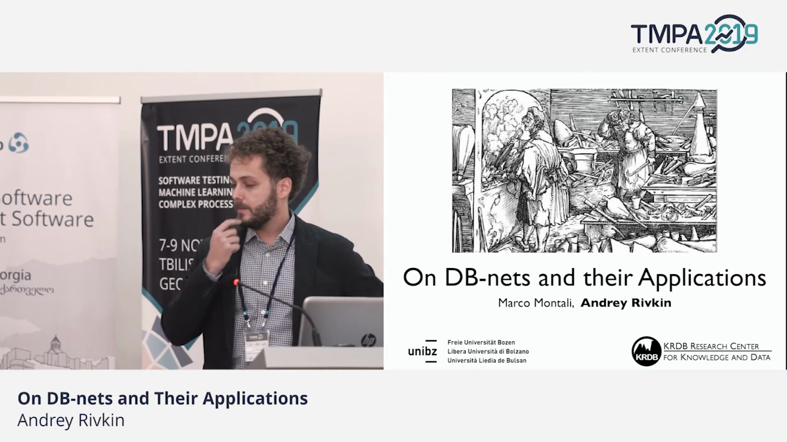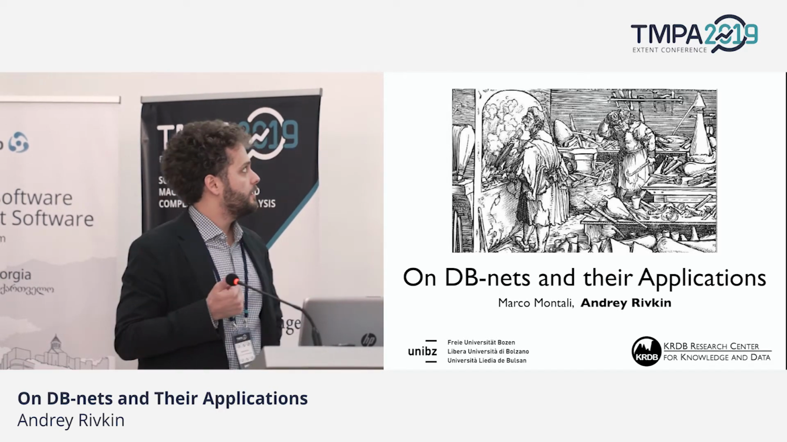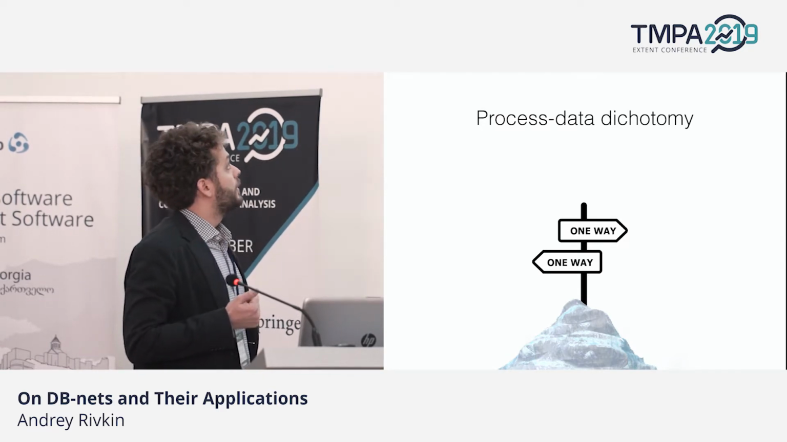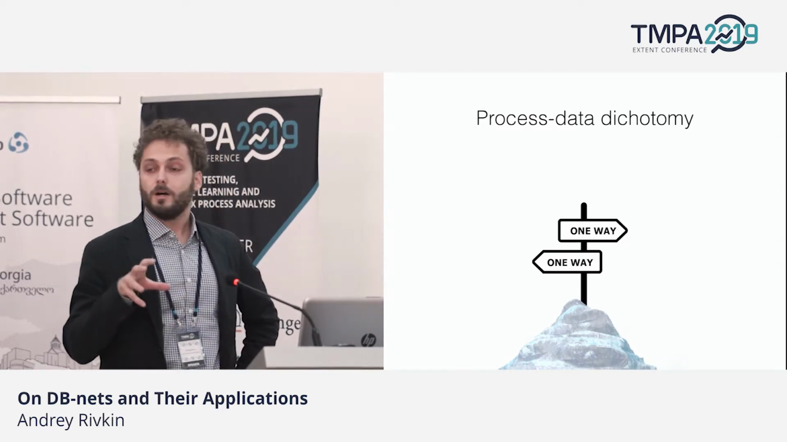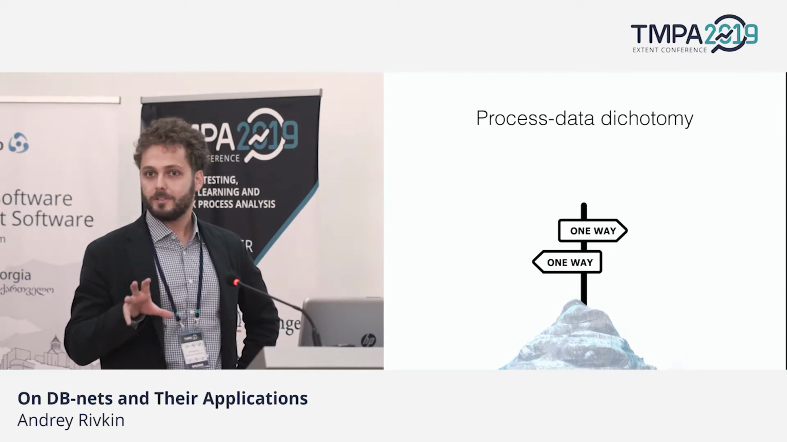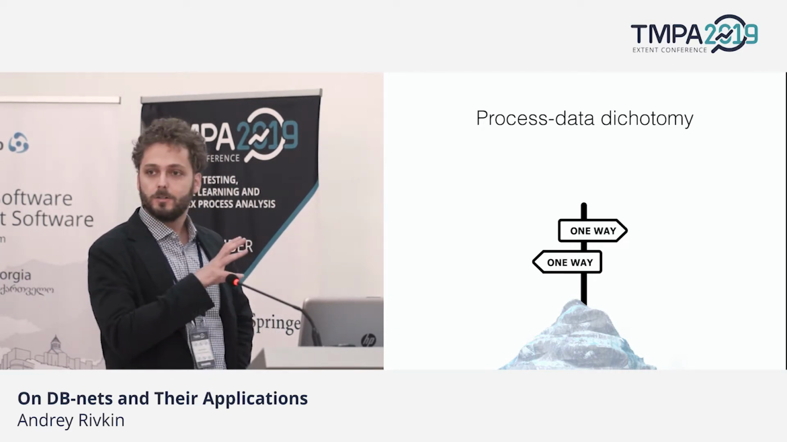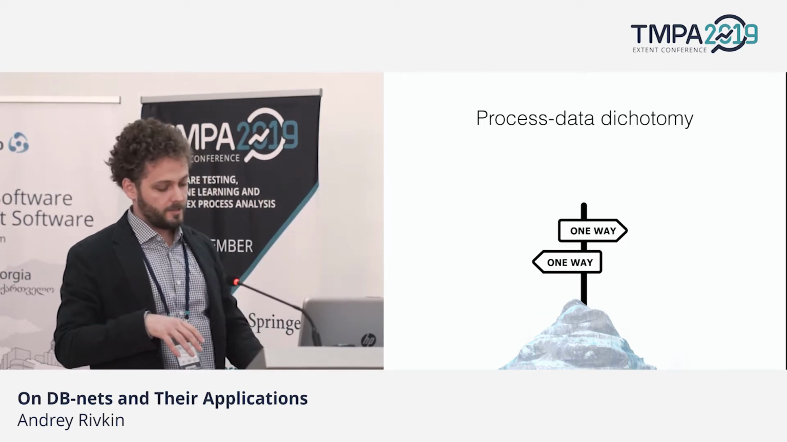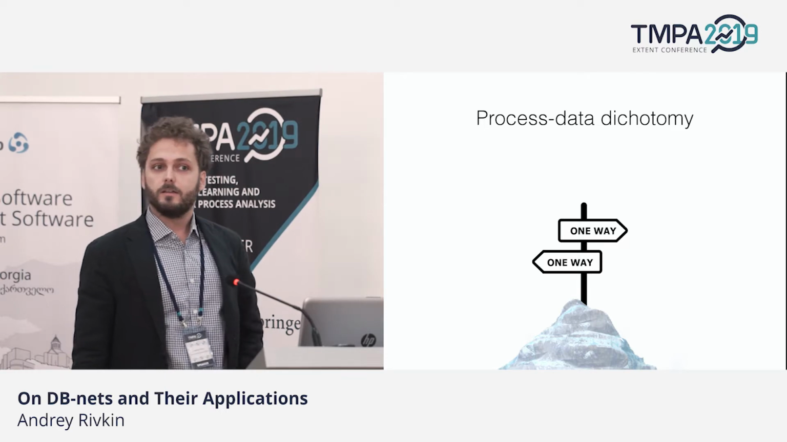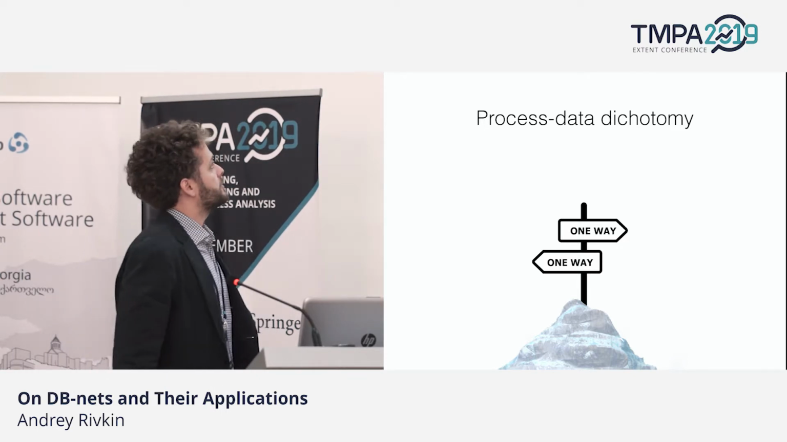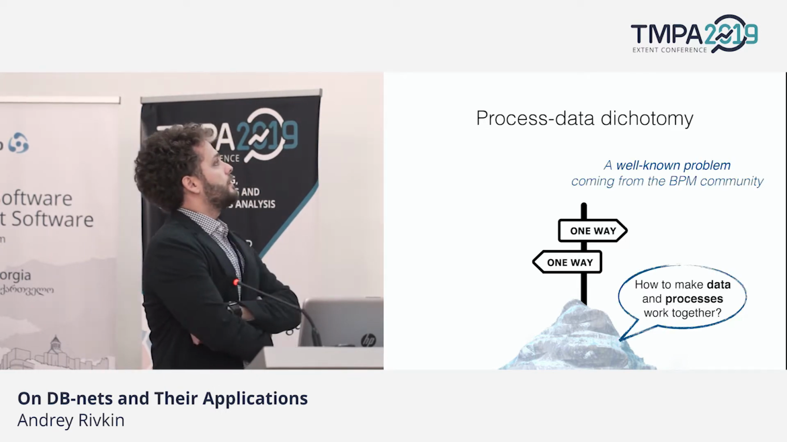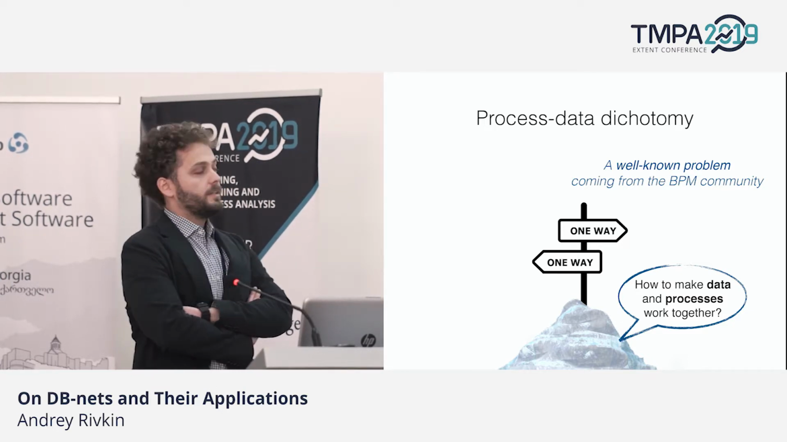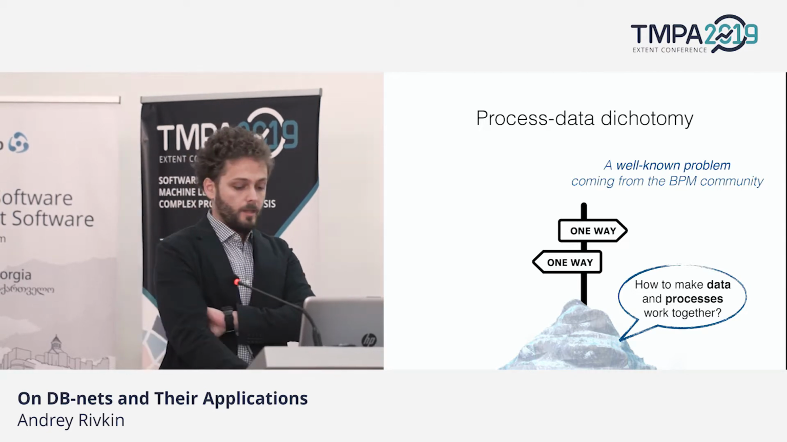When I start talking about any kind of model that I'm trying to develop, I usually start with a problem. Why do I need to have this model? The reason why I have the model of DB nets is actually coming from the process and data dichotomy. This is a very famous problem in the community of business process management. Essentially, this problem poses the question of how to make data and processes work together.